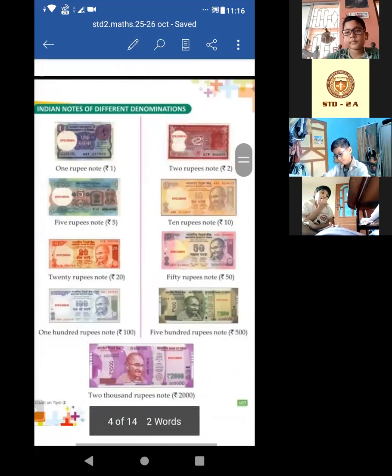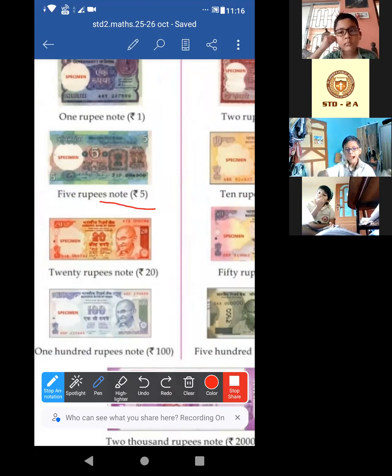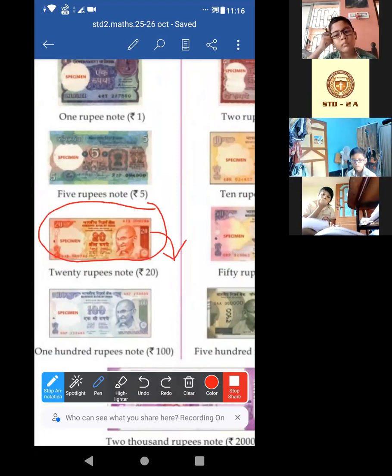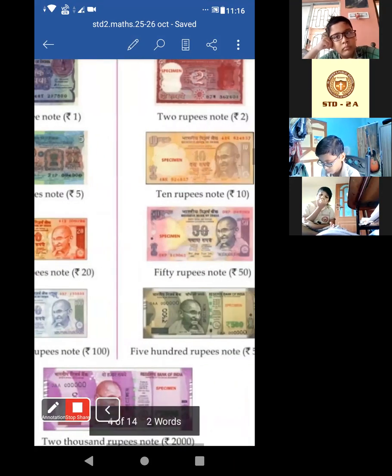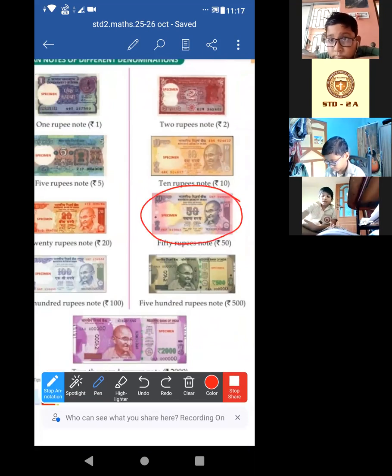Are you able to see? But this 20 rupee note has now been changed. It is parrot green color. Now the 20 rupee note is parrot green color at present. And this 50 rupee note is also sea green color basically. Okay, these are the notes. This one is the 5 rupee note.